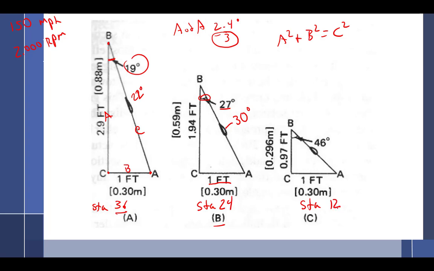All right, so last one, station 12. Very close to the hub. How close to the center? About a foot. Would you say about a foot? It is exactly a foot. Right about a foot. In fact, so close. Nominally a foot.